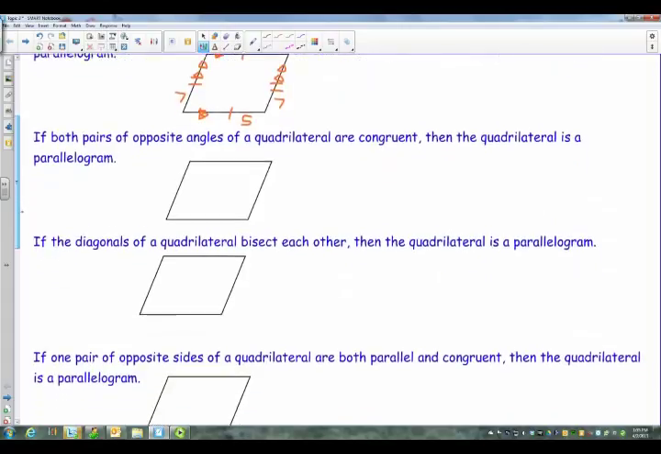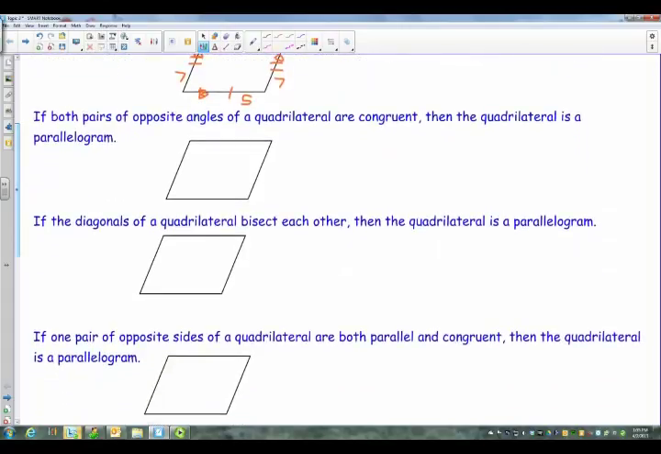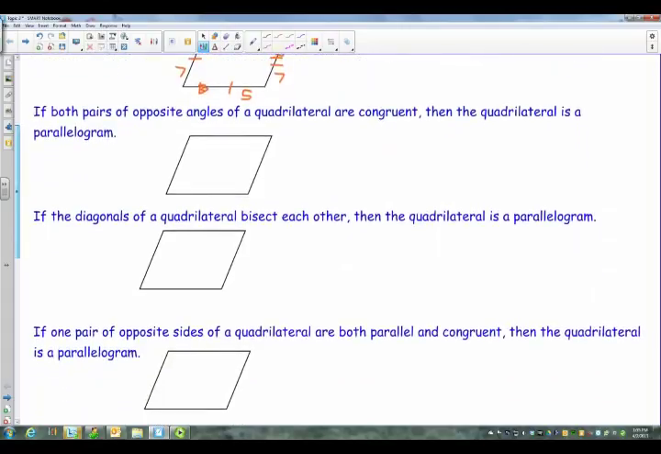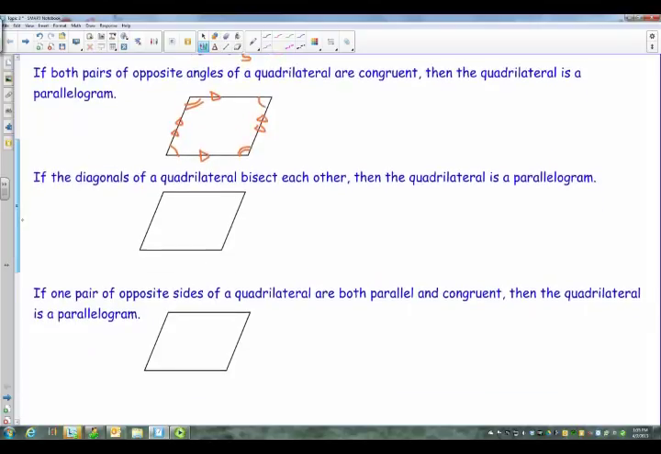In the second one, it says if both pairs of opposite angles of a quadrilateral are congruent, then it's a parallelogram. If these opposite angles are congruent, and these opposite angles are congruent, with no other information, we can definitely guarantee that this is in fact a parallelogram. So based on the sides or based on the angles, you can tell.